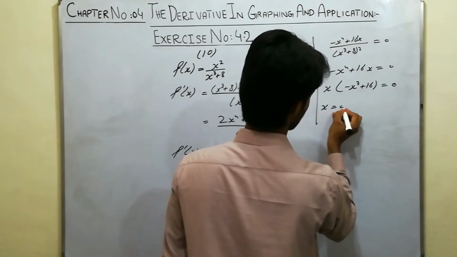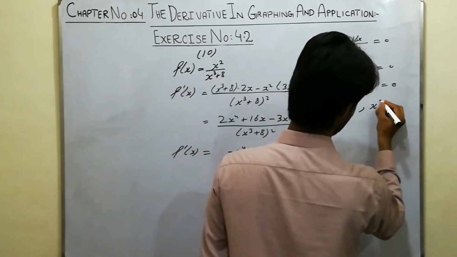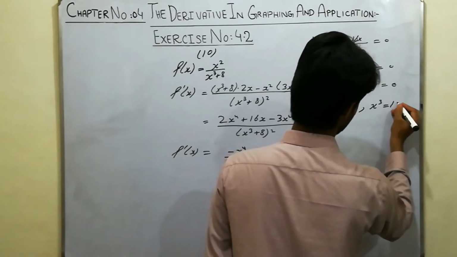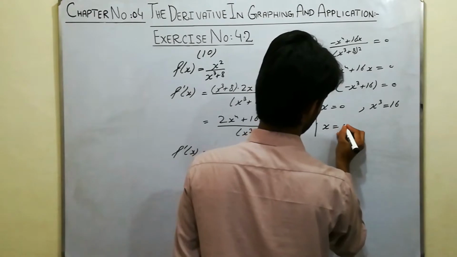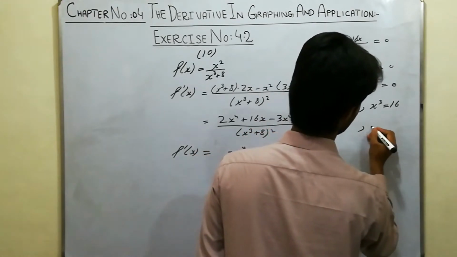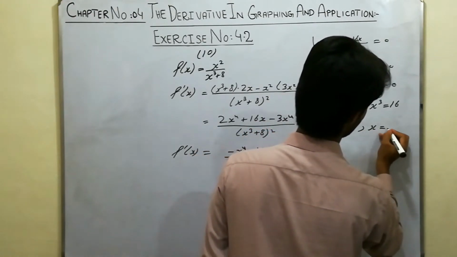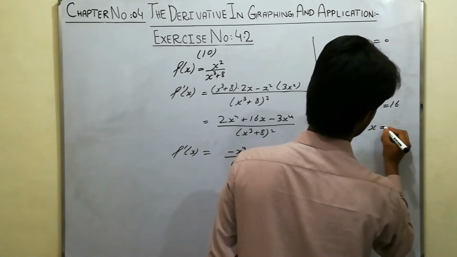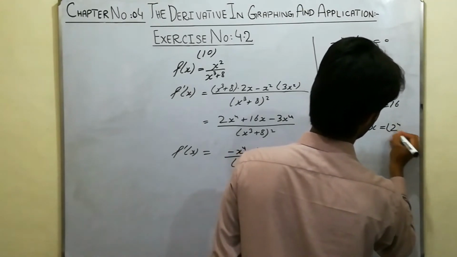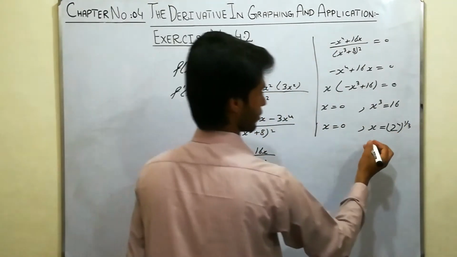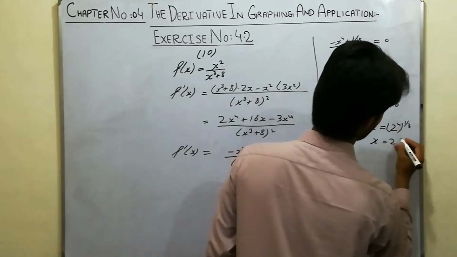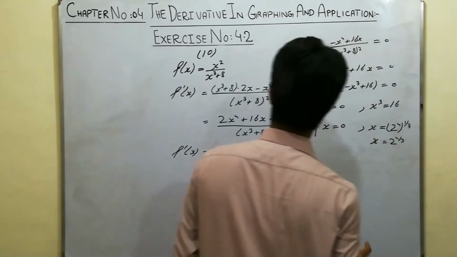So x is equal to 0 and x cube is equal to 16. If we apply cube root on both sides, we have x is equal to 0 and x is equal to 2 times 4 to the power 1 by 3.